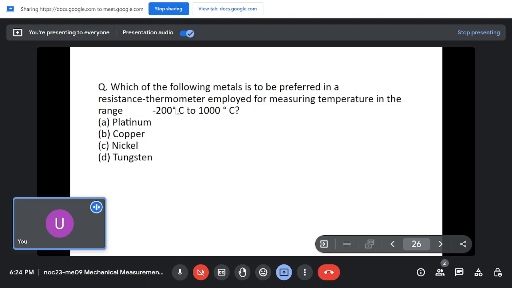So option A, platinum; B, copper; C, nickel; and D, tungsten. For a temperature measurement of -200 to 1000, you can use option A, platinum. Platinum will also give you a linear trend, and this type is the resistance type, RTDs, resistance temperature transducer. So you can use platinum to measure a range of up to 1000 degrees Celsius.